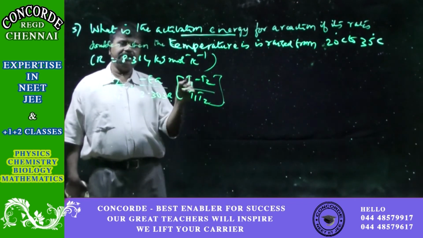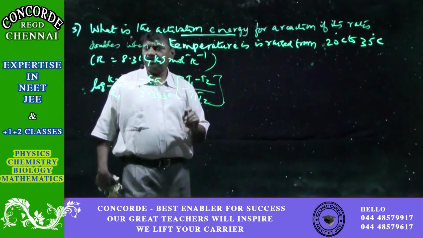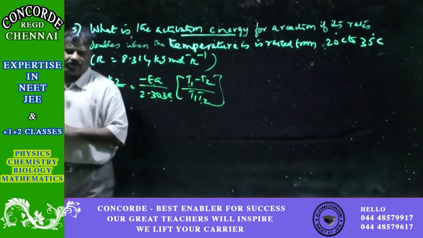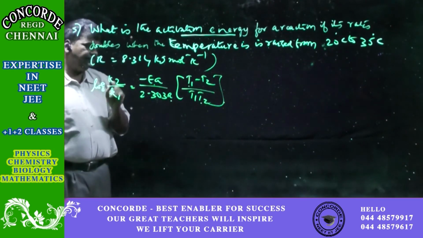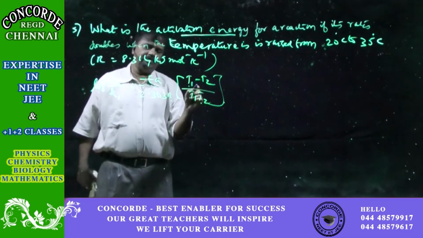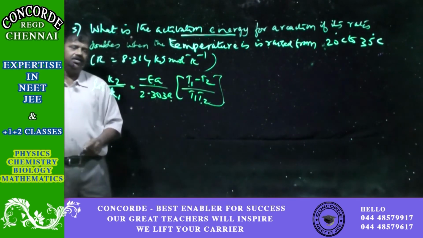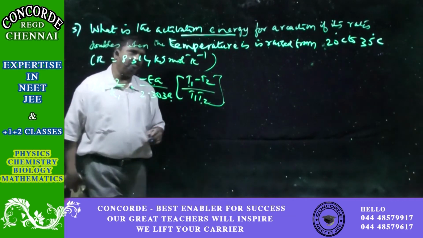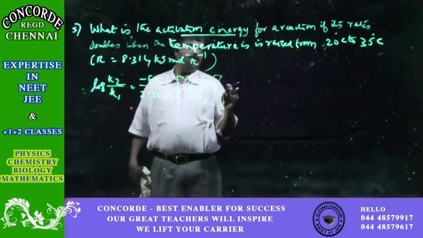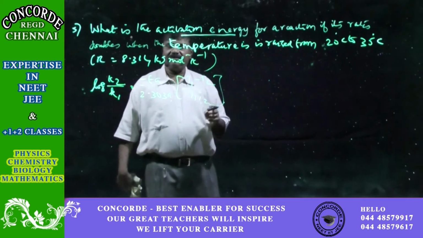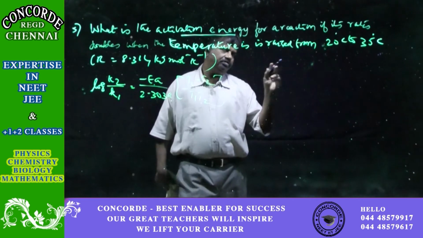We have the initial temperature and we have the final temperature. But K2 and K1 are not known. Unless we know K2 and K1, it will not be possible for us to arrive at Ea using this equation. So how do we arrive at K2 and K1? The reaction rate doubles, they say, and the temperatures are 20 and 35. So we have to convert these temperatures to absolute temperature.